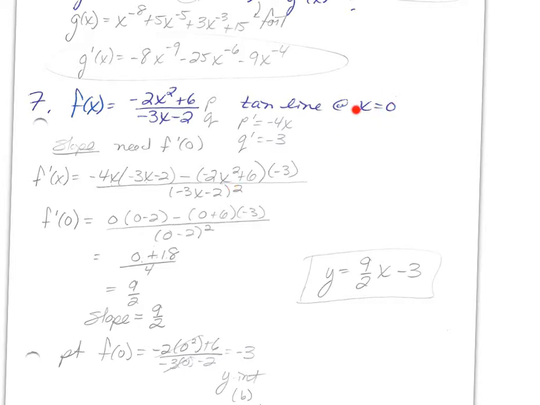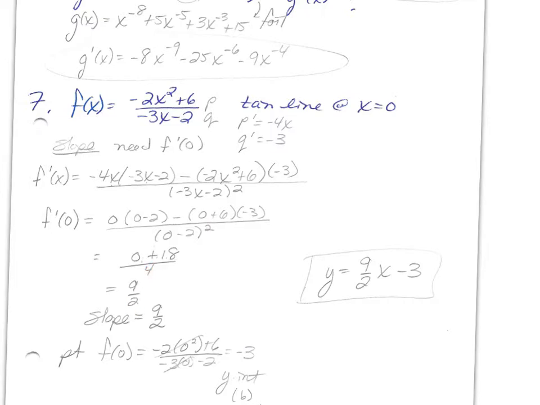We want to know what happens at x is 0, and we love that because the 0 knocks everybody out, almost. So we get 0 times this, which is 0. And then 6 times negative 3, and then this negative gives you positive 18. Negative 2 squared is 4. 18 divided by 4 is 9 over 2, so that's the slope.